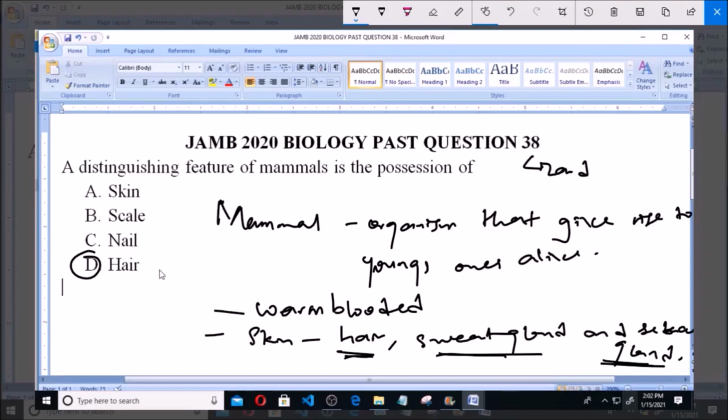Hair, the sweat gland, and the sebaceous gland. But the only option present here is the hair. So we pick hair as the correct answer to the question, since it is the most correct option.